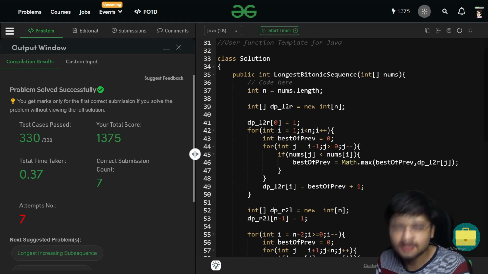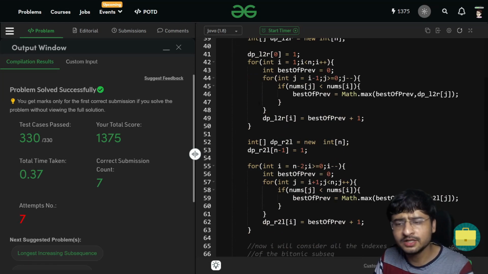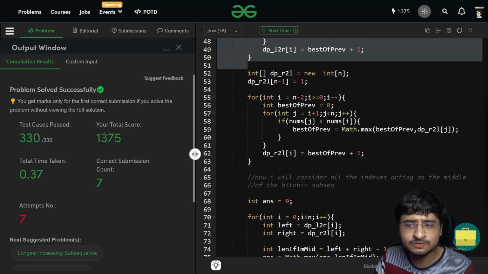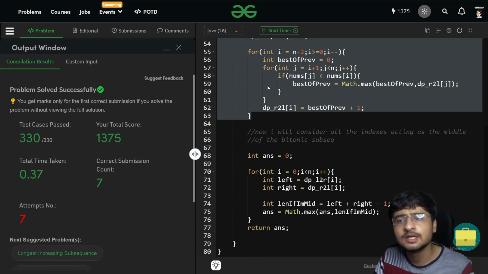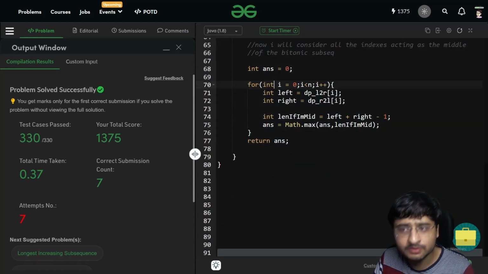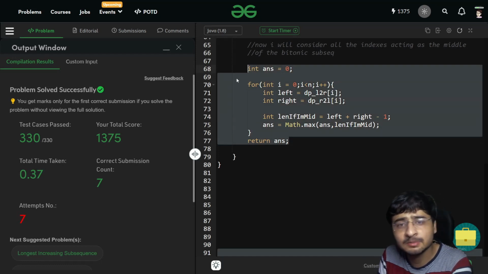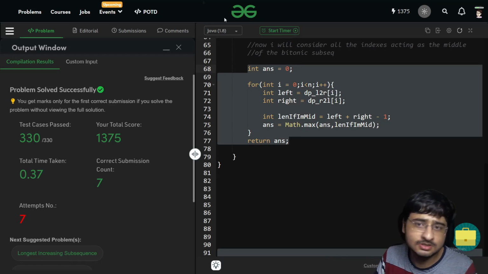I hope this question is clear to everybody. It's just an extension of the longest increasing subsequence. We have only done the tabulation approach two times, which we did in the previous problems, of calculating the longest increasing subsequence itself. Why did we do this? Of course, to consider every person as the middle index of the Bitonic subsequence. I hope this problem is clear to everybody.